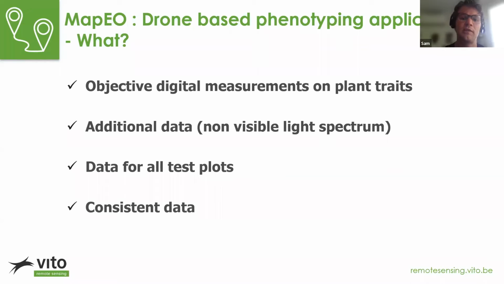We provide objective digital measurements on plant traits. We can also provide additional data, such as through non-visible light spectrum, through the inclusion of multispectral cameras. We can provide data for all test plots, so there's no need to select certain sample points but instead you can have it for the entire field and compare everything. And we will then provide consistent data, which can be comparable both for every trial within a plot, but also over time and across different sites.